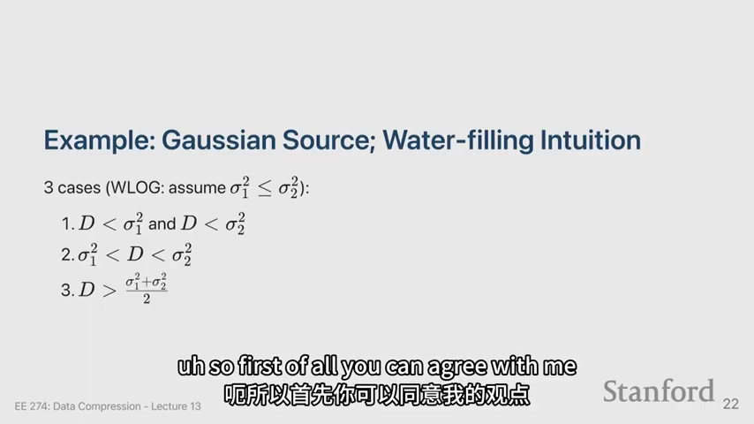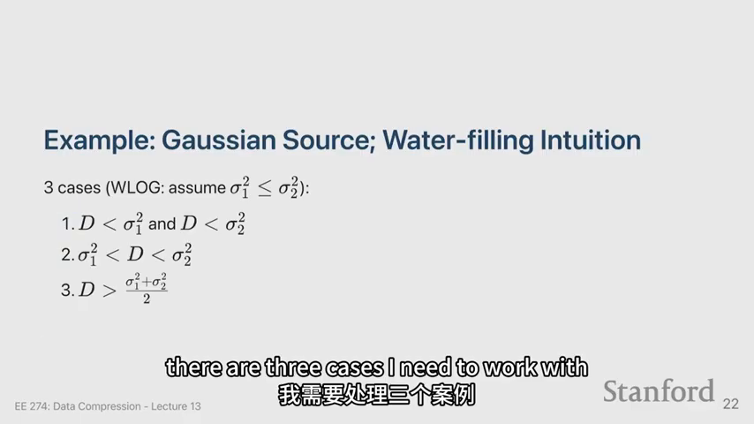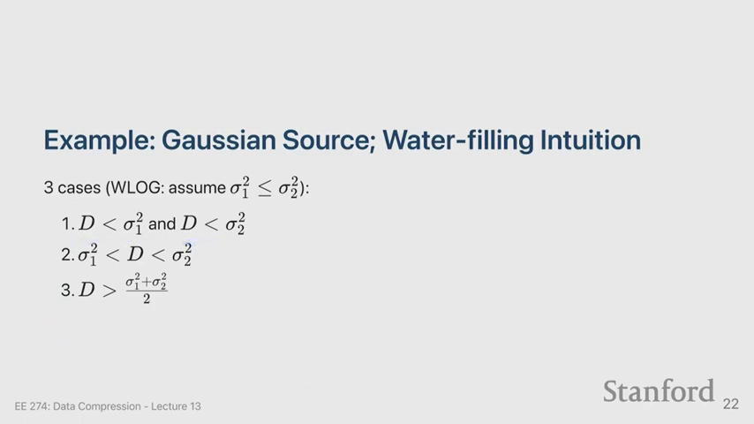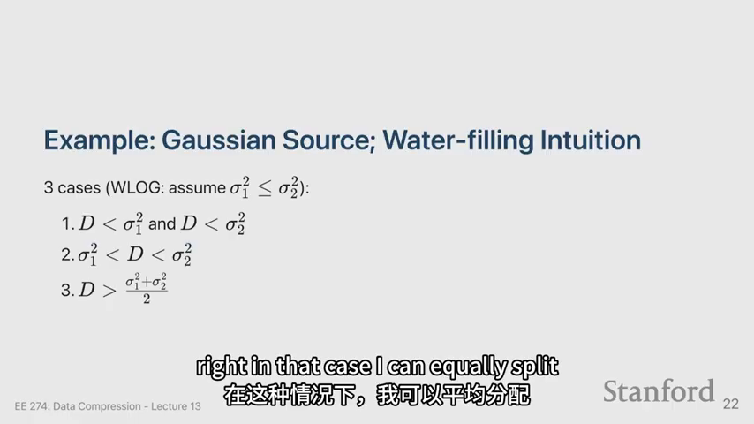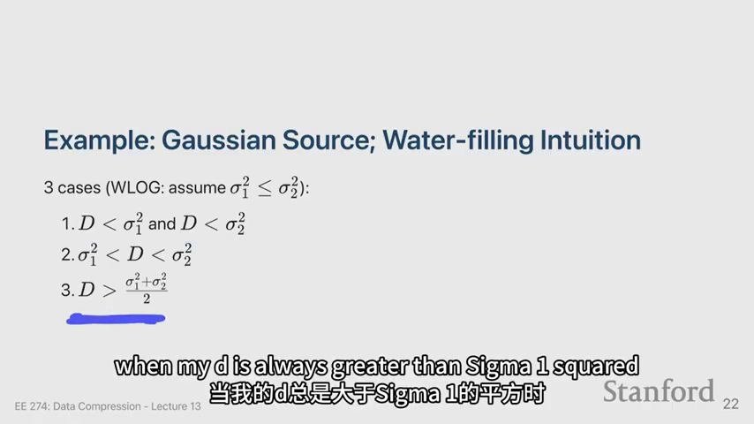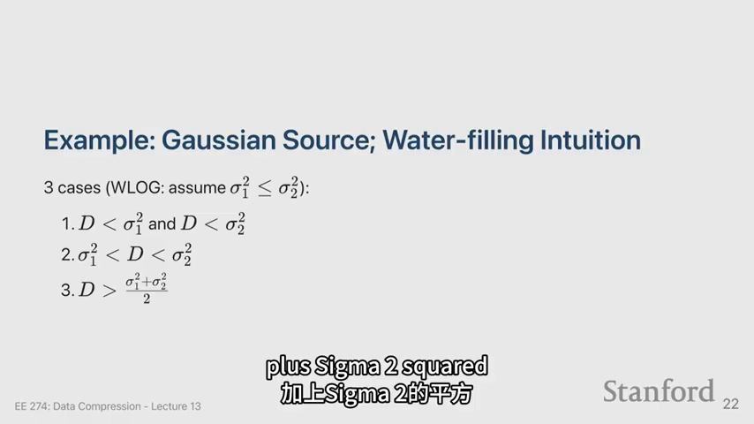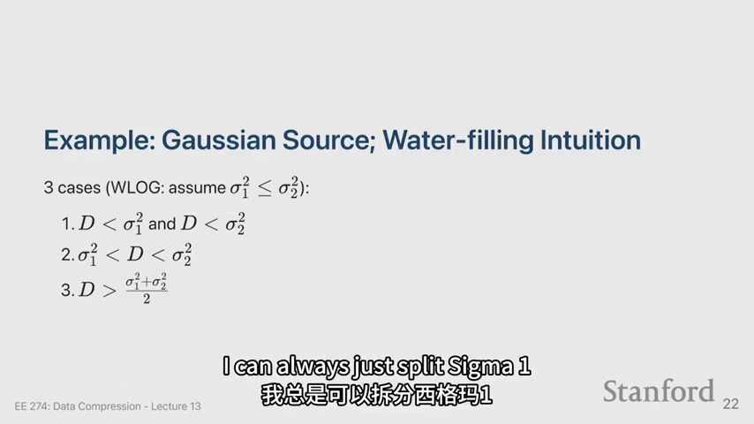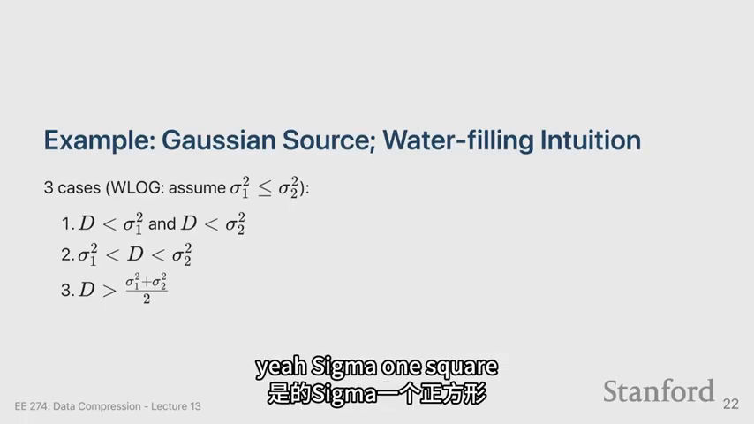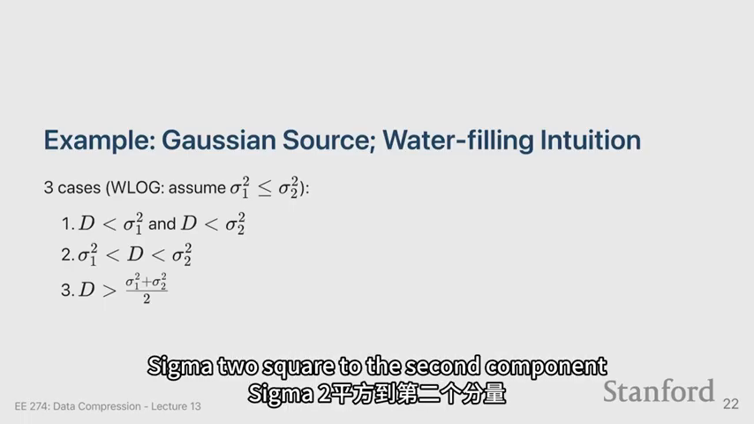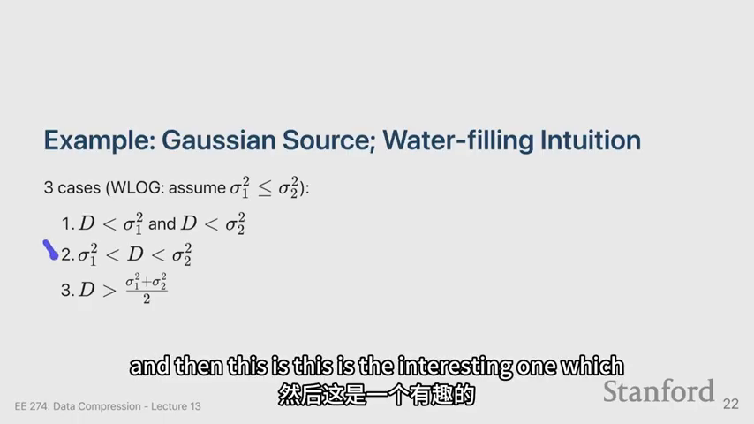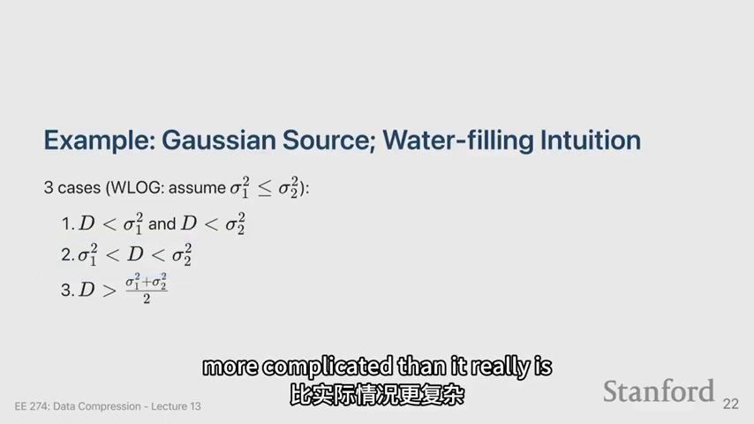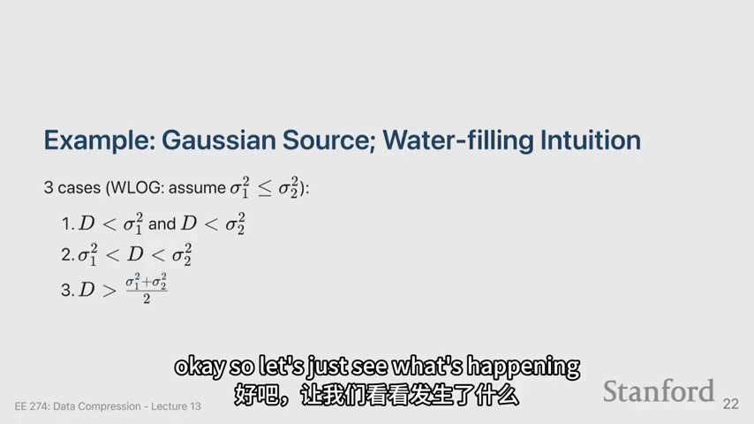So first of all, you can agree with me, there are 3 cases I need to work with. First one is when my D is always less than sigma 1 square, sigma 2 square, right? In that case, I can equally split. The third one is when my D is always greater than sigma 1 square plus sigma 2 square by 2. In that case, you know the rate is going to be 0. I can always just give sigma 1 square to the first component, sigma 2 square to the second component. Okay? And then there is the interesting one, which makes the previous formula look more complicated than it really is. Okay, so let's just see what's happening.